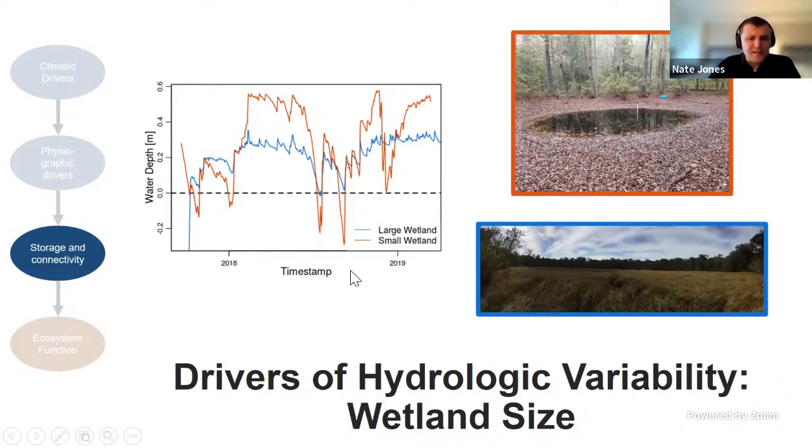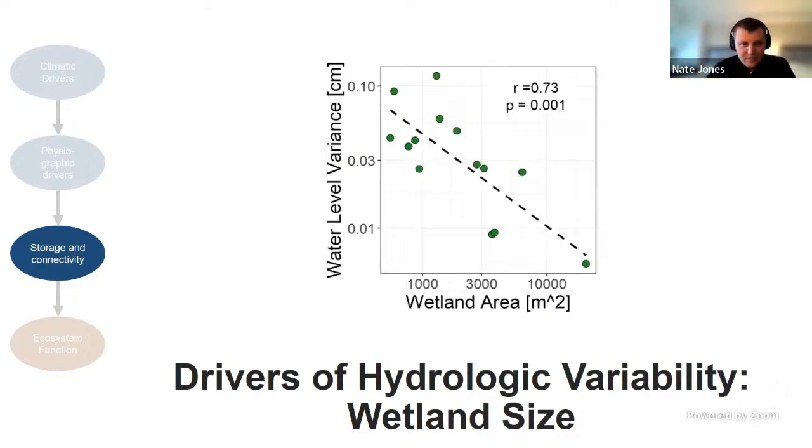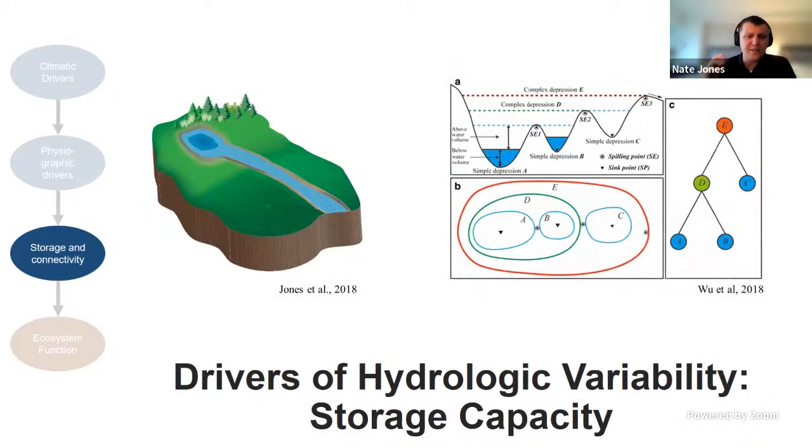And what you see is that the smaller wetland, so in this plot, water level is on the y-axis and time is on the x-axis. But what you see is the smaller wetland has much more variable water level, and the larger wetland is much more stable. When we look across all of our sites, we do see that water level variation, so that's on the y-axis here, it decreases with wetland area over time, and that's a fairly consistent theme.